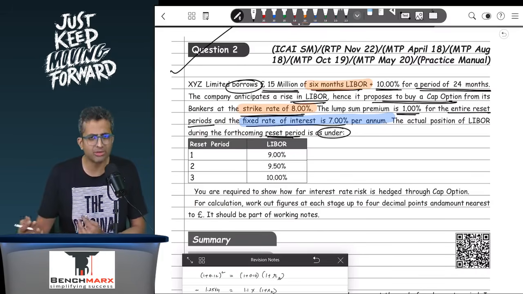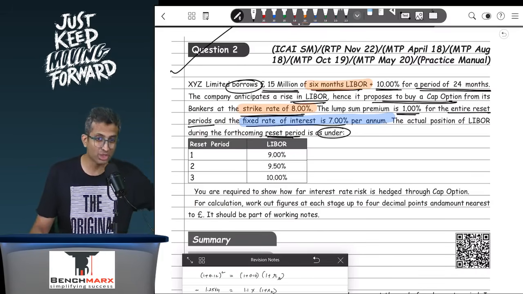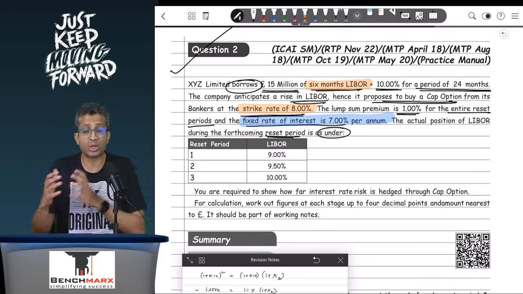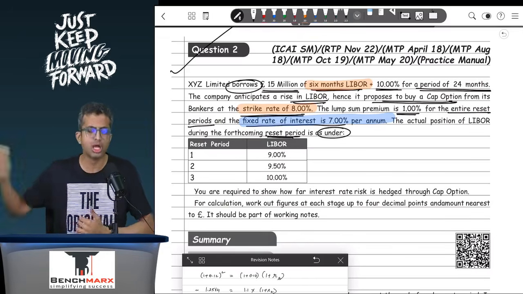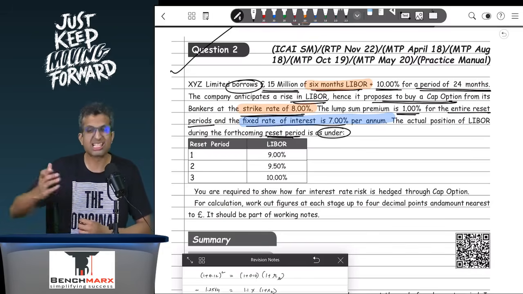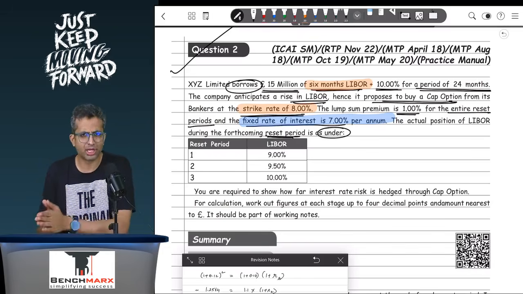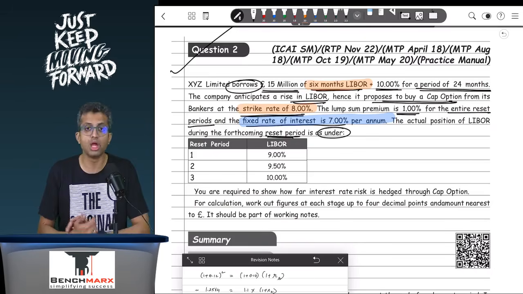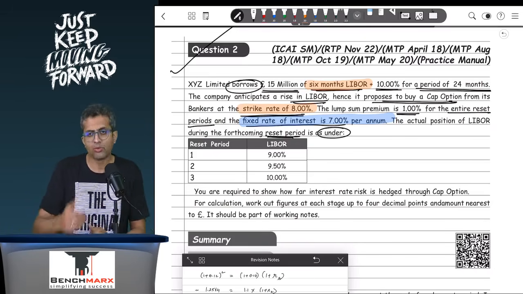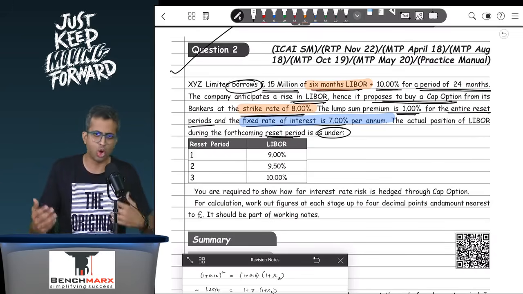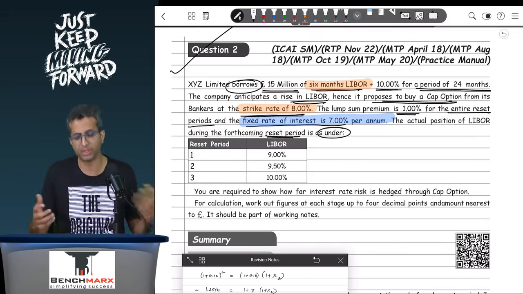Ideally, you should have also been given the rate for the 4th period, because it's a 24-month instrument, and hence 24 months will have 4 different 6-monthly periods. But if it is given for 3, we will consider 3. Maybe data for the 4th period is not available, or one of the periods is already done. We are not very sure.